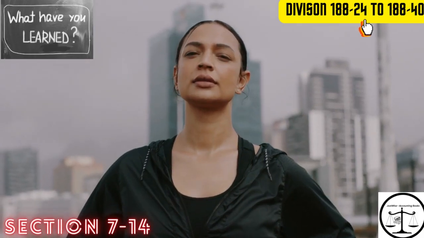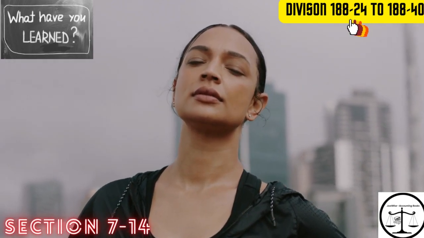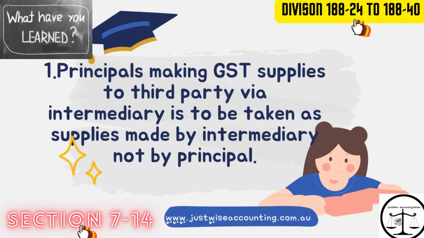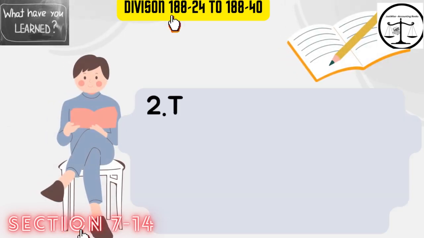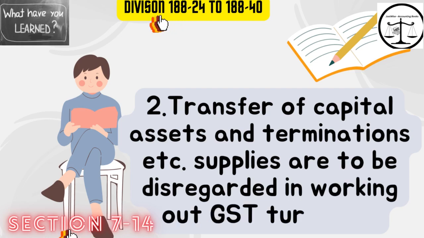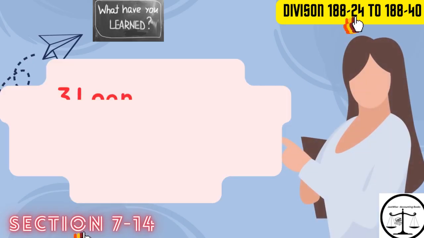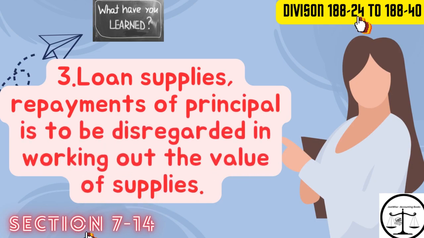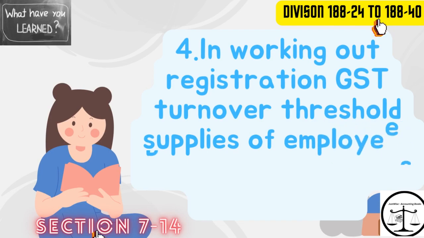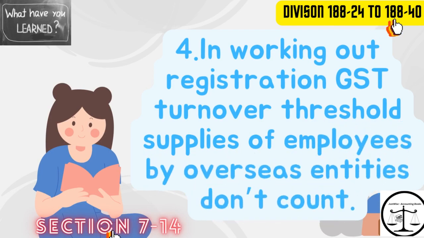Let's have a look at what we learned from Division 188-24 to 188-40. 1. Principals making GST supplies to a third party via an intermediary is to be taken as supplies made by the intermediary, not by the principal. 2. Transfer of capital assets and terminations, etc. supplies are to be disregarded in working out GST turnover. 3. Loan supplies, repayments of principal, are to be disregarded in working out the value of supplies. 4. In working out the registration GST turnover threshold, supplies of employees by overseas entities don't count.